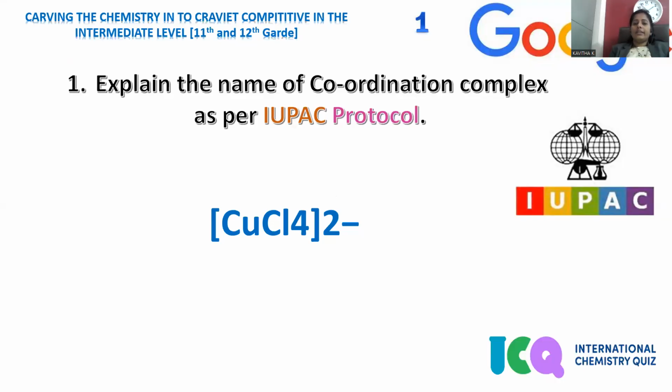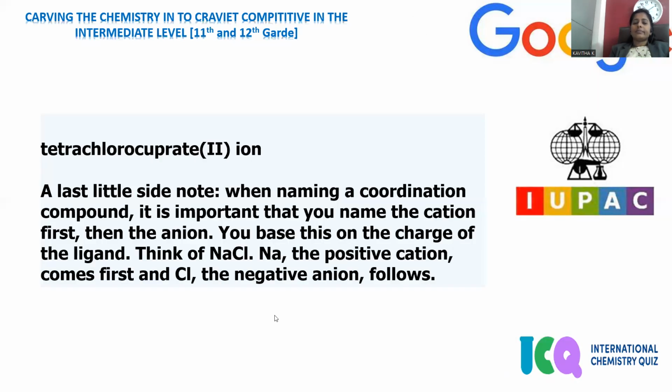Question number 1 is related to the coordination complex IUPAC nomenclature. Explain the name of the coordination complex as per the IUPAC protocol. IUPAC stands for International Union for Pure and Applied Chemistry. CuCl4 whole to the power -2. This is the anion which is provided. We have to give the IUPAC chemical name for this.